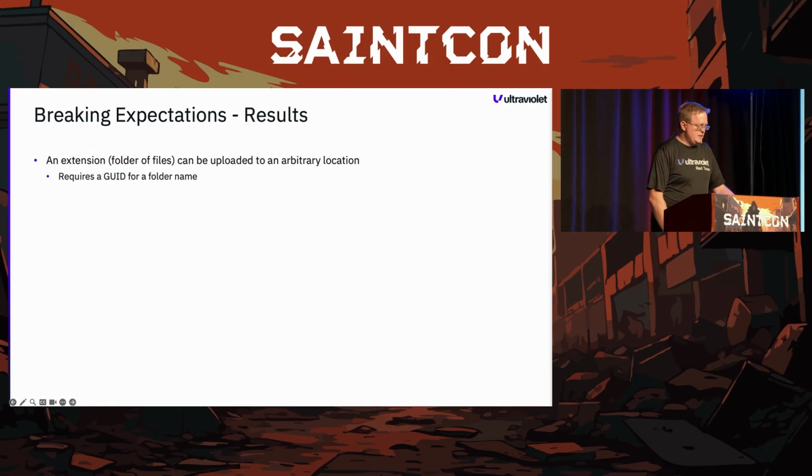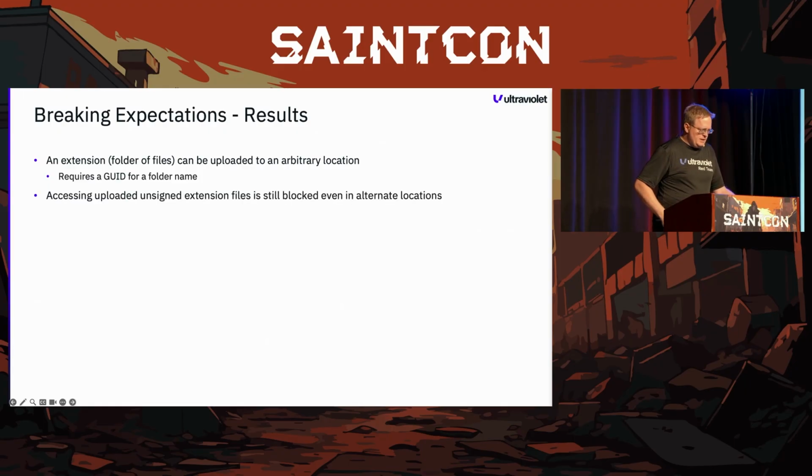Okay. So this is the exciting slide right here. We'll unfold it one bullet at a time. So now we're able to upload an extension to an arbitrary location, right? Now, one point of note is that these zip files that you upload are sanitized or checked, right? So there has to be a folder in there that's named as a GUID, and then that's where all the files are inside of that. So it is not quite arbitrary, but arbitrary to a point, right?